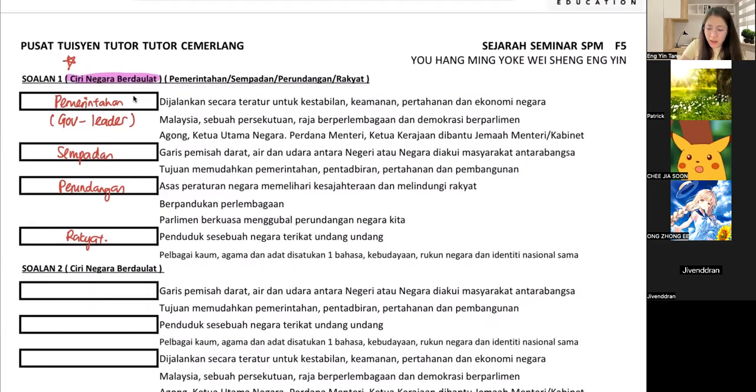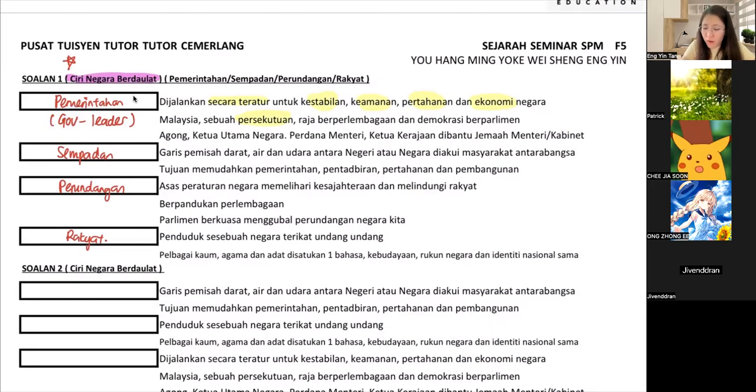So dekat sini you see my explanation. My explanation here cakap apa? Pemerintahan dijalankan secara teratur. Very systematic, teratur. Okay, causes our country to become very stable. Keamanan, defenses are strong, and economy stable. And can you see the further elaboration here? I mentioned Malaysia. We are a federal government, persekutuan government here. So you see, I mentioned our government.